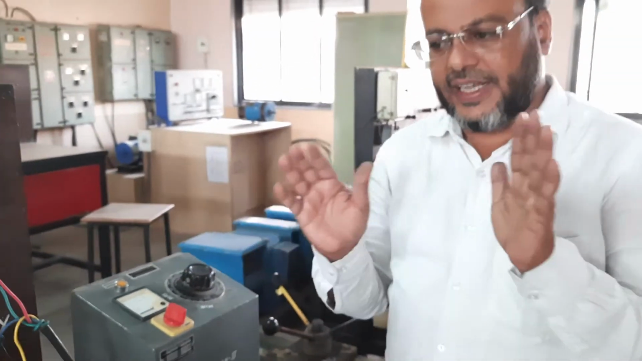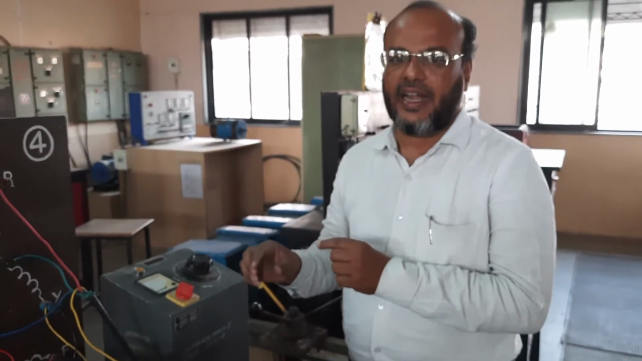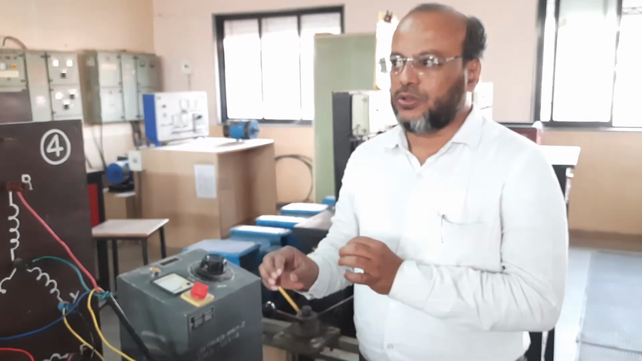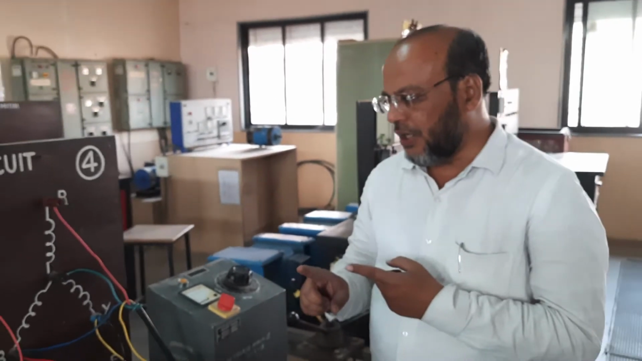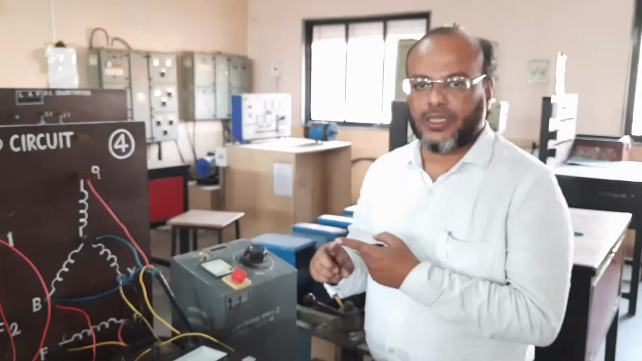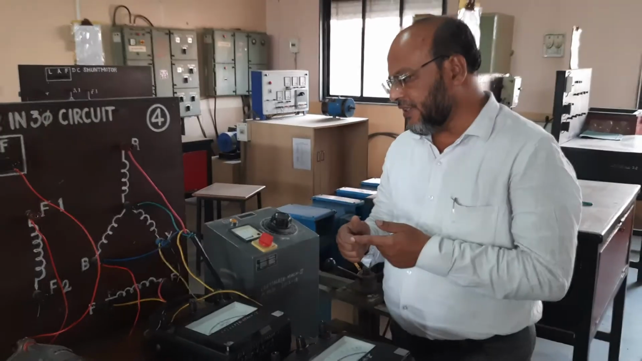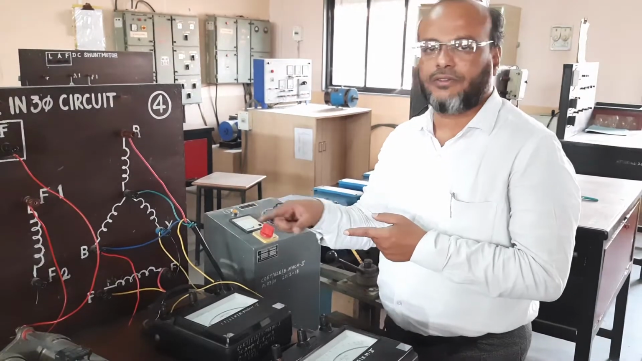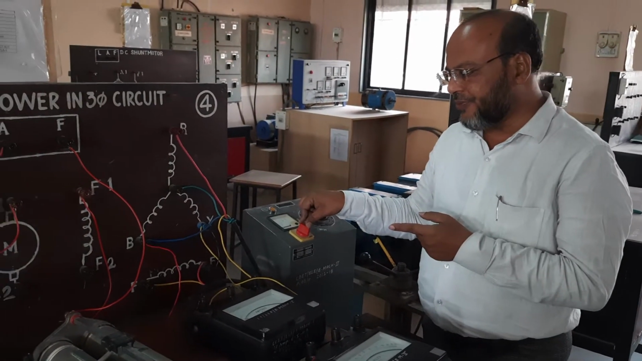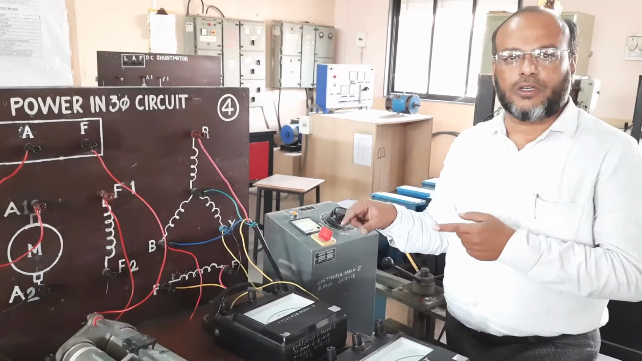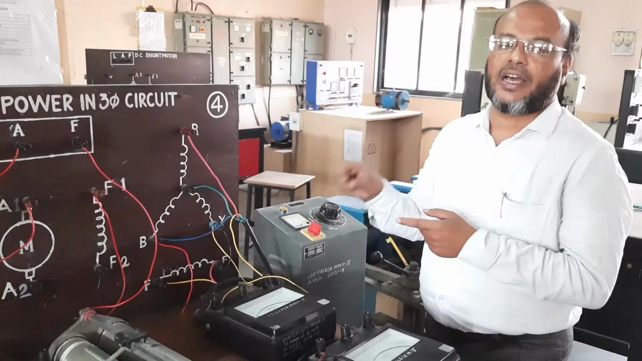The zero power factor characteristic is plotted between terminal voltage versus field current at constant armature current. So three characteristics are there. One is the open circuit characteristic, plotted between open circuit voltage versus field current. Second is the short circuit characteristic, plotted between short circuit armature current versus field current. And the third is the zero power factor characteristic, also plotted between terminal voltage versus field current at constant armature current.